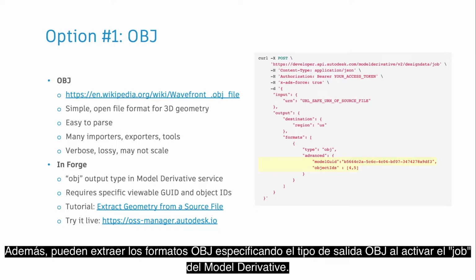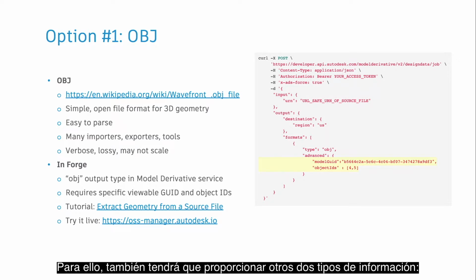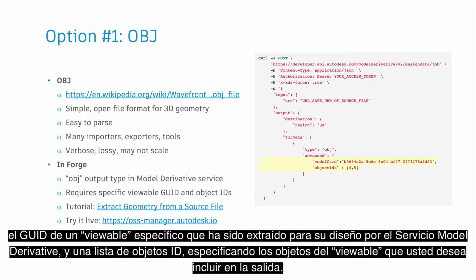On the Forge side, you can retrieve OBJs by basically providing OBJ output type when triggering the model derivative job. While doing so, you will also need to provide 2 additional pieces of information: the GUID of a specific viewable that was extracted for your design by the model derivative service, and a list of object IDs specifying the objects from this viewable that you actually want to include in the output.